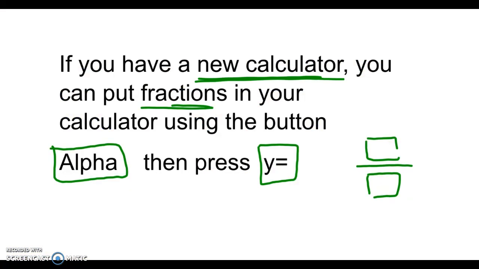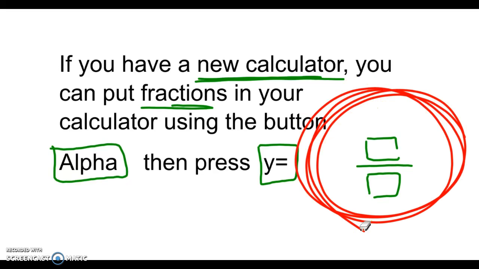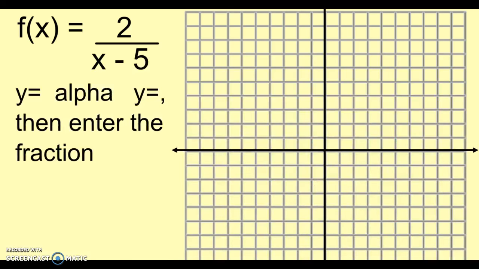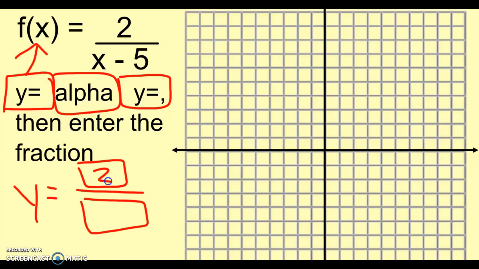If you have a new calculator, you need to put fractions in your calculator. Try pressing the alpha and then press the y equals, and it's going to give you a nice little fraction box that you can put things in. So this next one has a fraction. So press your y equals, that's for this part. Then to make a fraction, you press alpha and then y equals again. So you should get something that looks like this. And you're going to put in 2 and x minus 5.